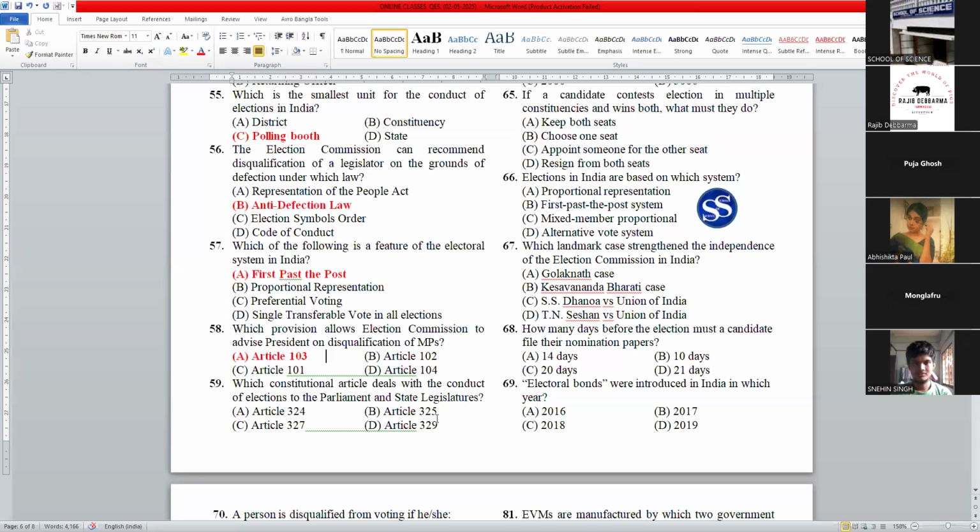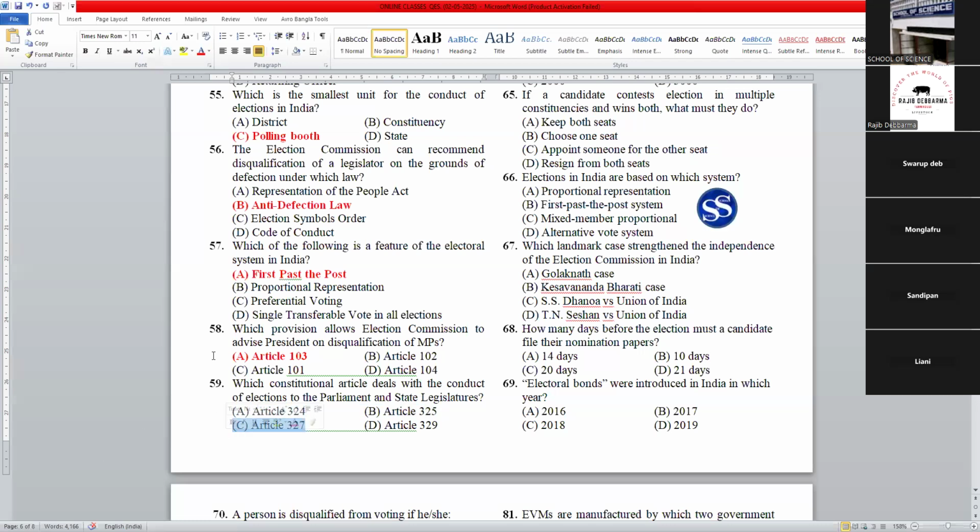Article Question 327, number 59. Article 324 deals with the superintendent's direction and control of elections, and Article 325 addresses the concept of uniformity of voters. So, which is the right answer here? Article 327, sir.